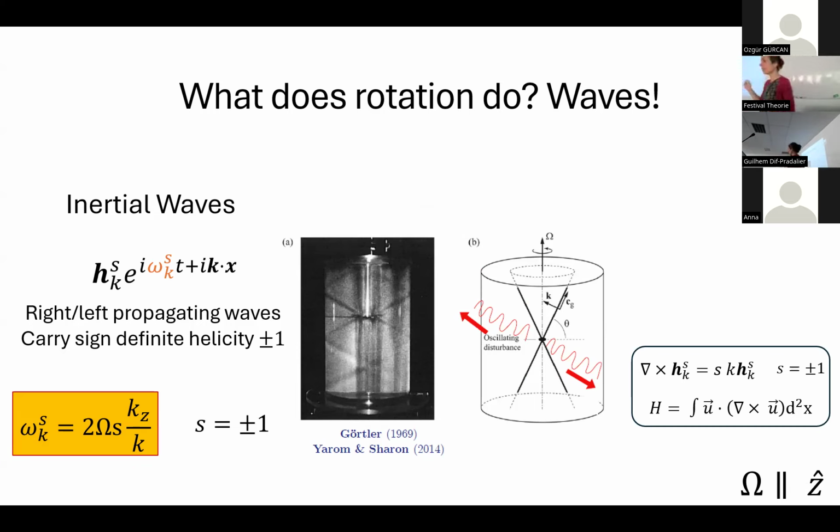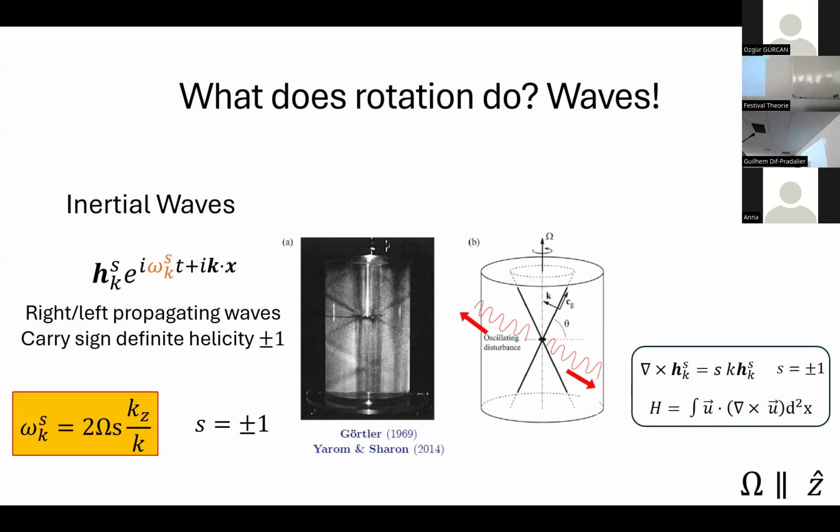So there are modes that carry very positive helicity, or negative helicity, either positive or negative. And each helicity mode propagates either upward or downward. Okay, and they have this anisotropic dispersion relation.